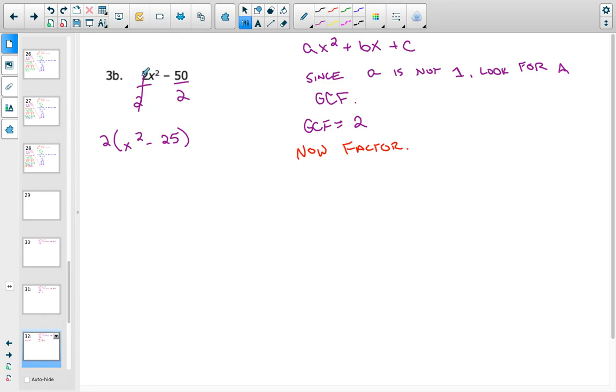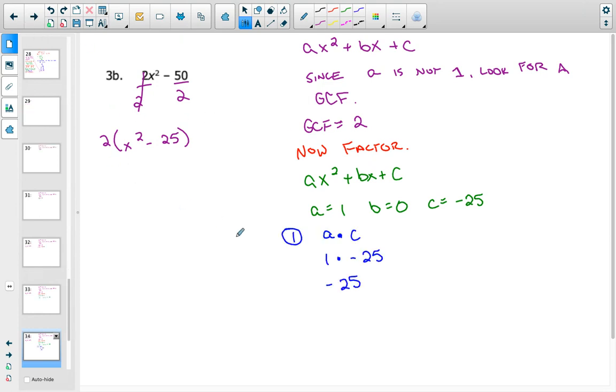Now what I'm going to do is factor this, but just what's inside the parentheses. So I'm going to go through that a times c process again. A is 1, b is 0 again, and c is negative 25. A times c, which is 1 times negative 25, that's negative 25. The factors of negative 25 that add up to b, which is 0. The factors of negative 25 are negative 1 and 25 and negative 5 and 5. Now here are the ones that add up. So I have negative 5 and 5.